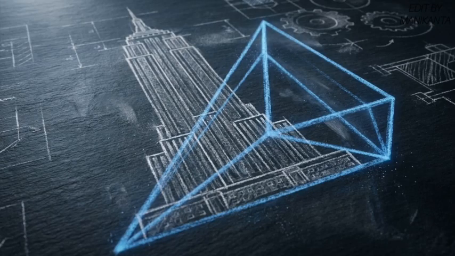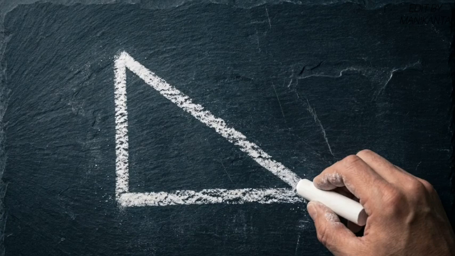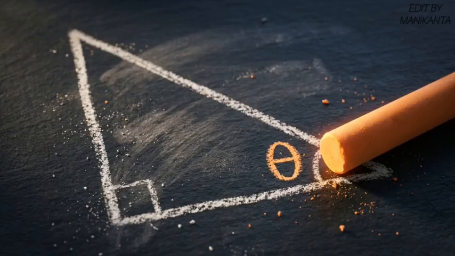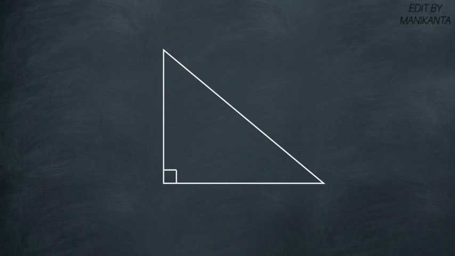Let's get to work. Step 1 is to draw a basic right triangle on your paper. We need to correctly label its three sides based on our reference angle, which we will call theta. Take a look at this diagram. The longest diagonal side is your hypotenuse.